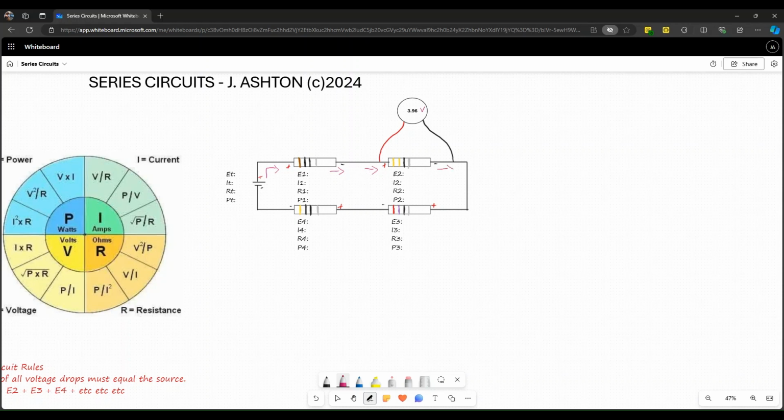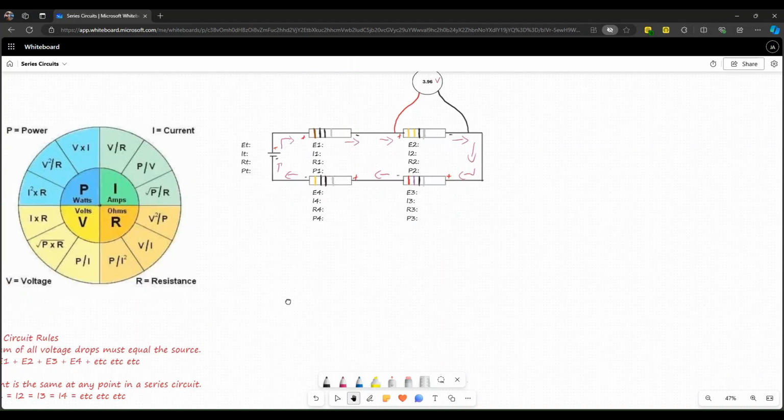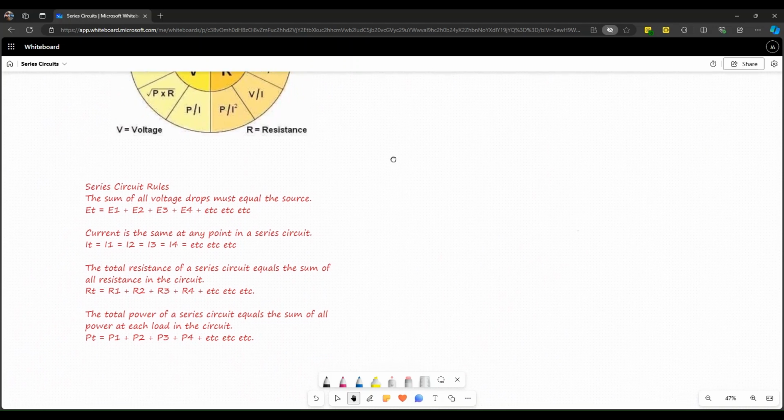Electrons have nowhere else to go. Assuming that, sure, a little bit will go through the voltmeter, but as a series circuit, ignoring it, there's no other path to go. So whatever current you see at resistor 1, resistor 2, 3, or 4, it's going to be the same. Nothing's going to change as far as current. So IT equals I1 equals I2 equals I3 and so on.